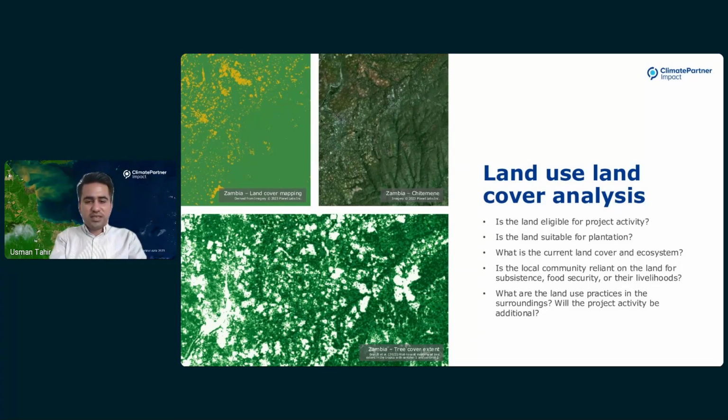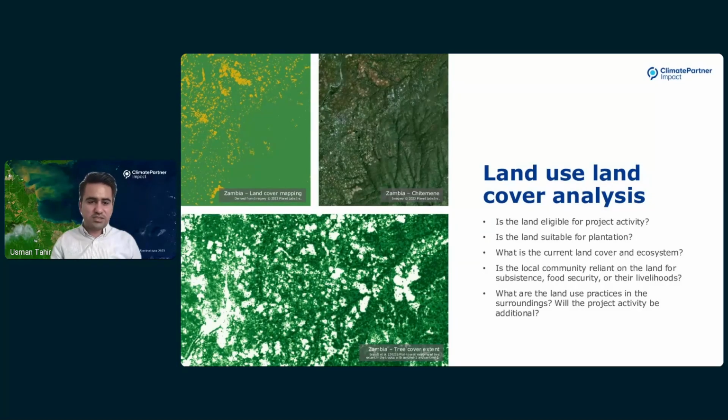And with this land use land cover analysis, we check the eligibility of project area. For example, how we do the eligibility check. We check if there was any deforestation in the project area which was cut down with the intention to develop a project, for example. So these images are an example of one of our projects which we did due diligence on, and it was a potential project from Zambia in which we did the due diligence.